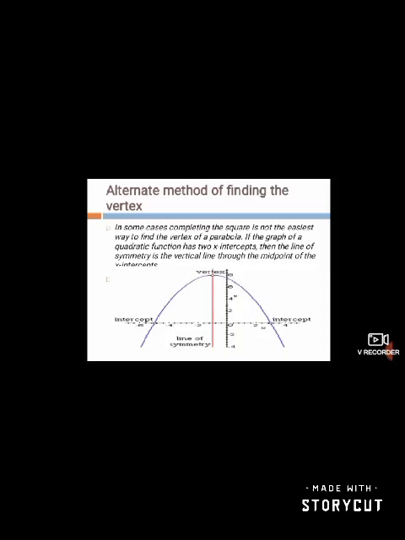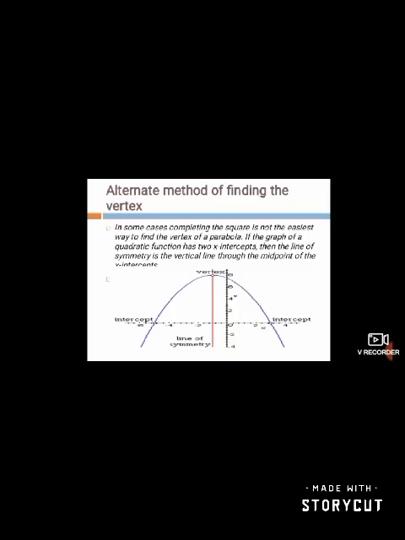In some cases, completing the square is not the easiest way to find the vertex of a parabola. If the graph of a quadratic function has two x-intercepts, then the line of symmetry is the vertical line through the midpoint of the x-intercepts.